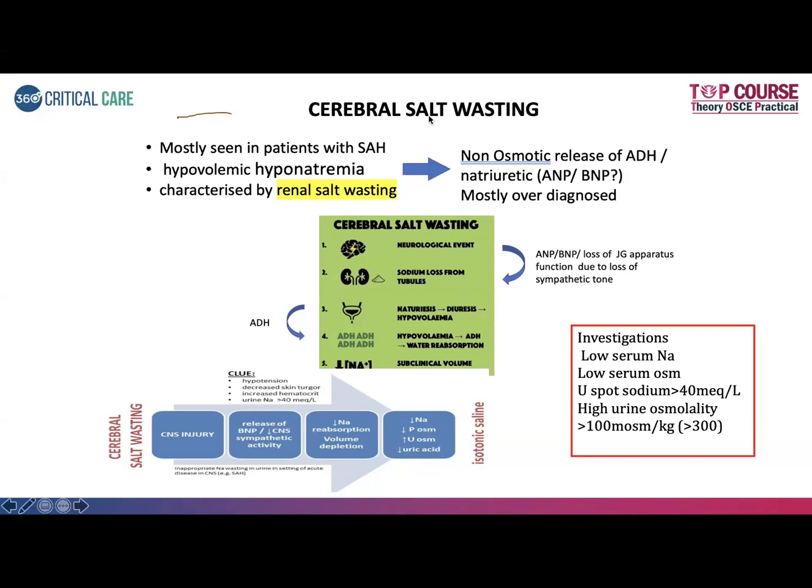So the patients with cerebral salt wasting classically present with a high volume urine. Actually, the urine output is very much elevated. When you look into the investigations, the serum sodium will be low, serum osmolality low, okay, and the urine spot sodium is going to be more than 40. Okay, it will be even in hundreds in patients with cerebral salt wasting. Because of high sodium as well as water loss, your urine osmolality will be high, more than 100. Okay, so that is about cerebral salt wasting.